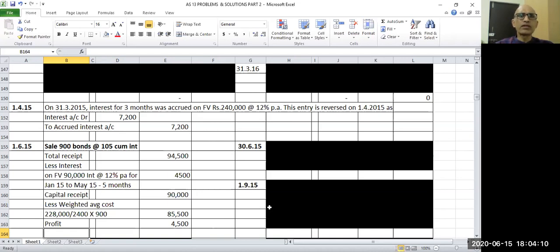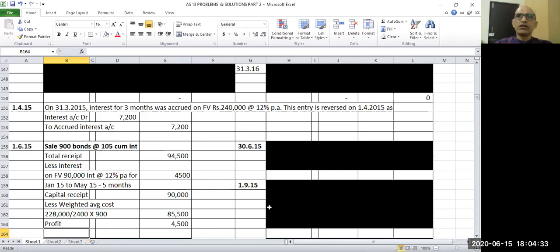So remaining capital receipt is 90,000 rupees less weighted average cost. 2,28,000 is the total investment in bonds, the cost of it, divided by 2,400 bonds multiplied by 900 bonds. The cost comes to 85,500 rupees. So balance of profit is 4,500.